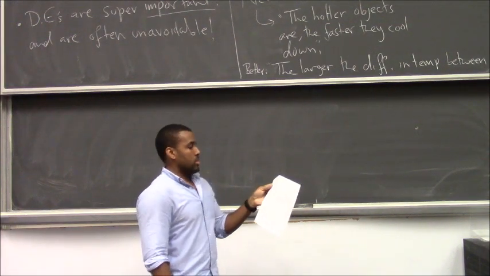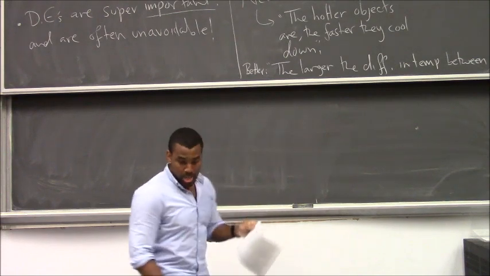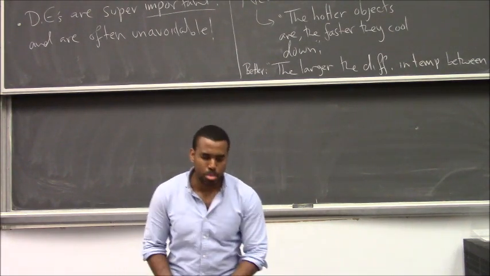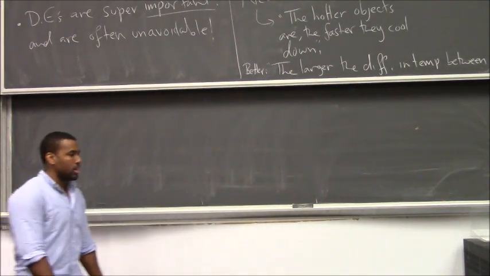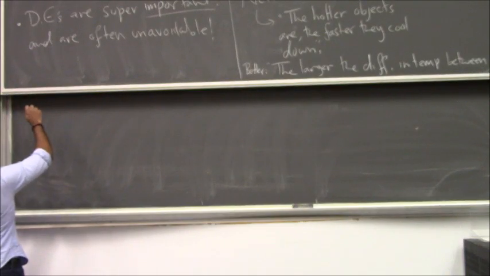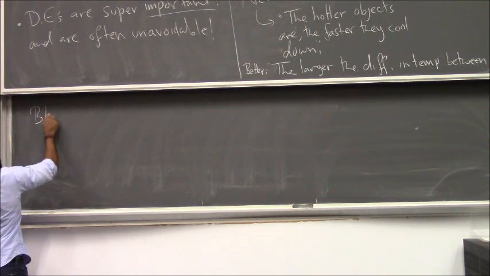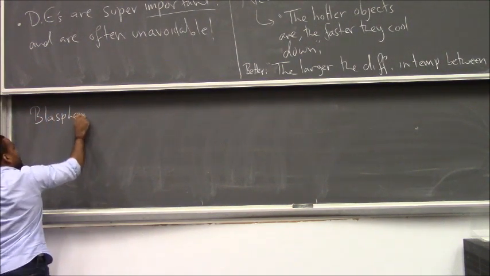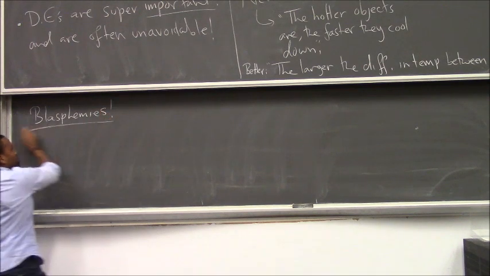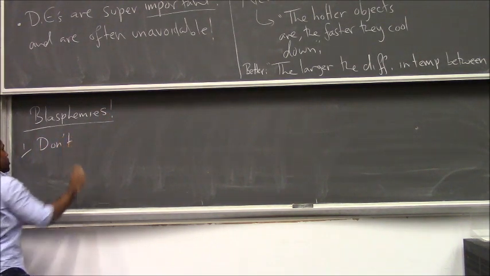Now, these are blasphemies. Again, I get really animated when talking about this in a Calc 1 class, but I would assume you guys kind of know the rules. Some very basic mistakes that I do not expect you to make. I call them blasphemies just because it's more inflammatory. It'll get people to pay attention. One, I'm just going to run through these quickly.